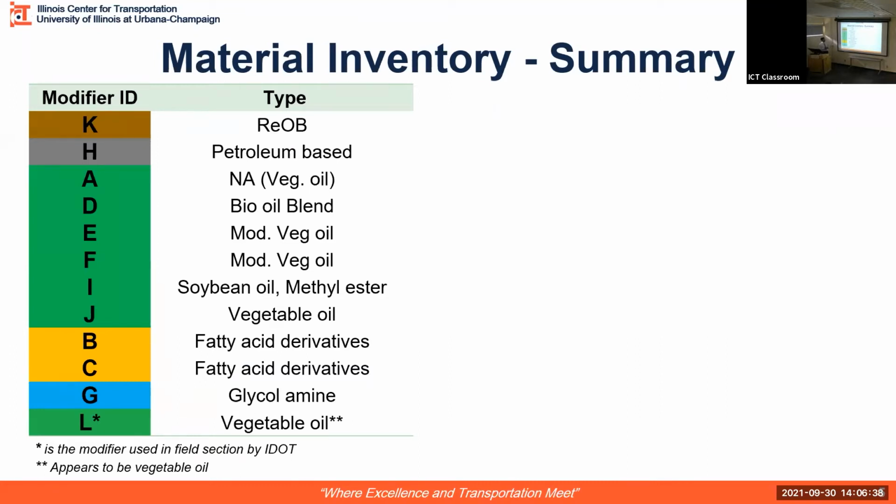Primarily, they were of vegetable oil or modified vegetable oil origin, which is highlighted in green color here. There were a bunch of fatty acid derivatives, some glycosamine-based modifiers. One of the modifiers, we were not aware of what it is, but we eventually figured out that it's a vegetable oil. So I will show how it is helpful to look into the chemical characterization of these modifiers as well.